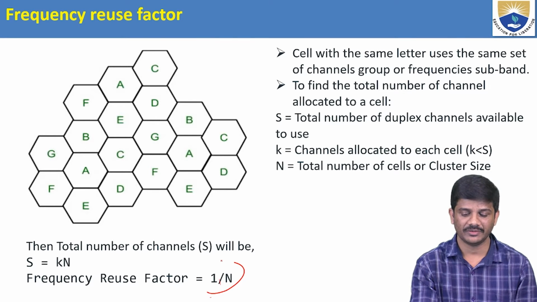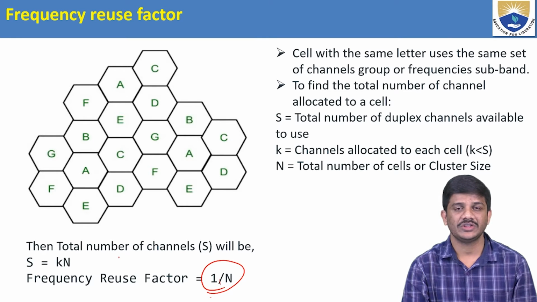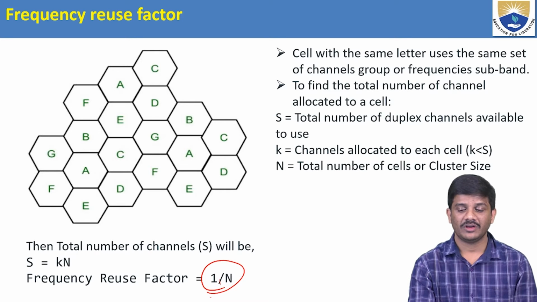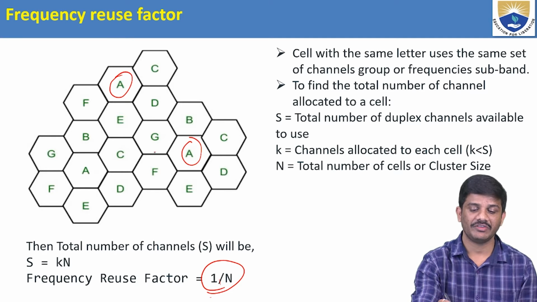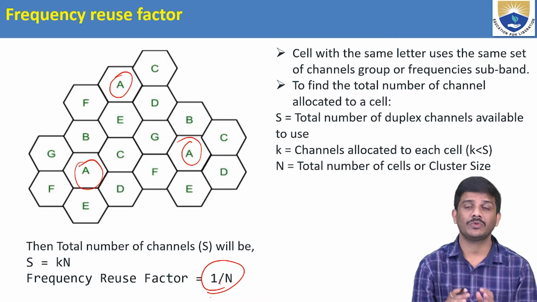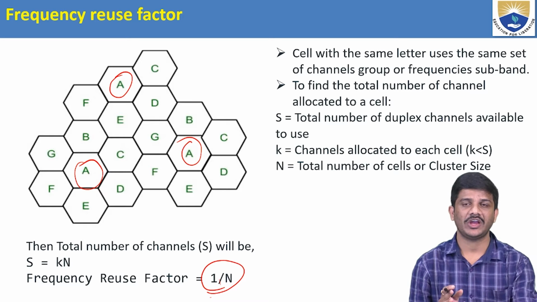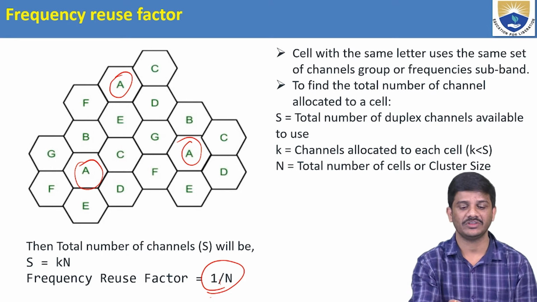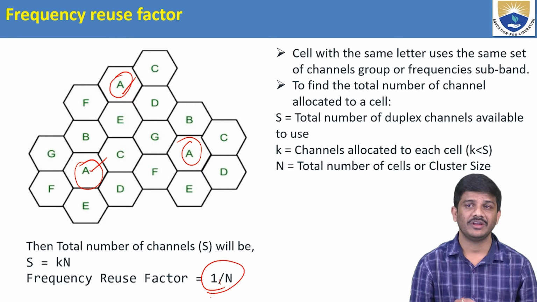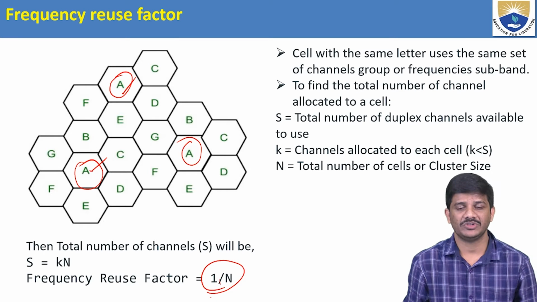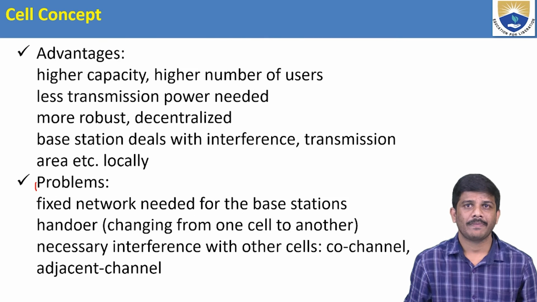How can we find out the frequency reuse factor? It is 1 by N. The frequency reuse factor is 1 by N. The total number of channels is S equal to K into N. Then the cells with the same letter, where here we have A, and here we have A, and here we have A, the same group of cells have the same frequency spectrum. Here we have the same spectrum, here also the same frequency spectrum, and here also the same spectrum. We can find out the number of channels allocated for that cell with the total number of available channels, that is S.